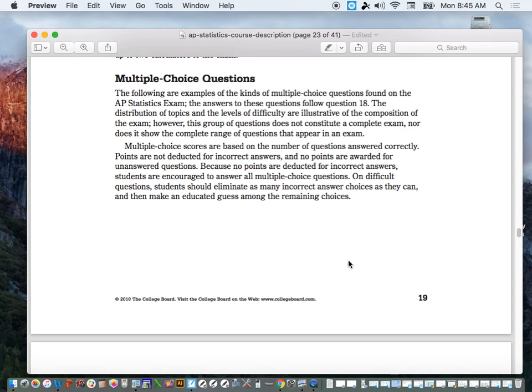There will be 40 multiple choice questions that you have 90 minutes to do, and 6 free response questions that you have 90 minutes to do. So you won't be able to combine the times; you'll be given 90 minutes separately to do the multiple choice and then 90 minutes to do the free response. For the free response, there's basically 5 normal sized questions that probably take around 10 minutes each.